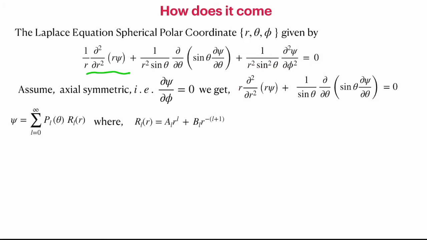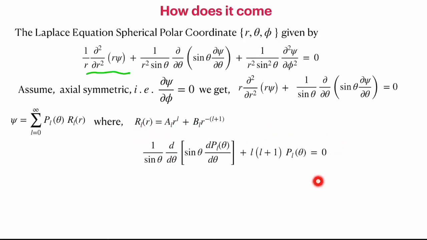We decompose the solution psi in terms of radial eigenfunction R of L, which is given by A_L r to the power L plus B_L r to the power minus (L plus 1). Now with this decomposition, P of L is a function dependent on theta only. We assign coefficients of r to the power L going to 0, leading to the differential equation in P of L in terms of a function of theta.